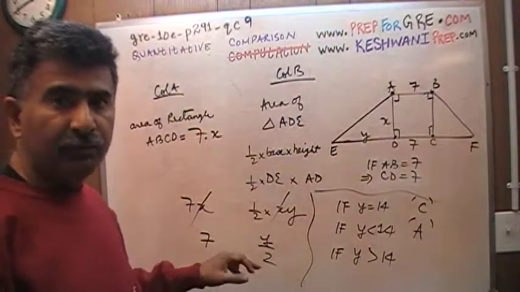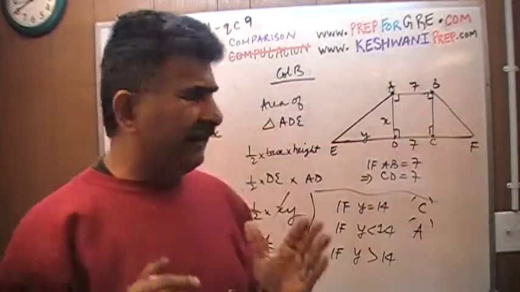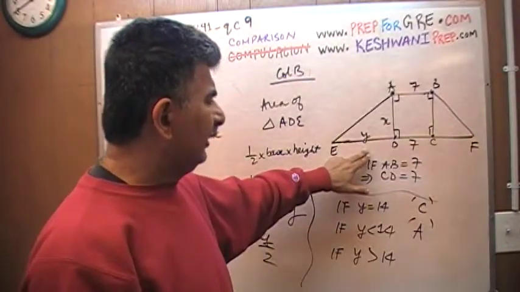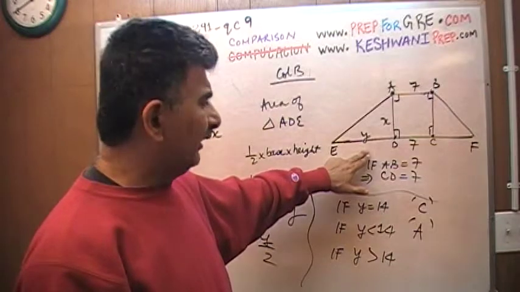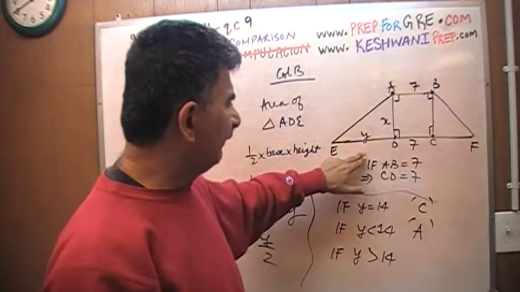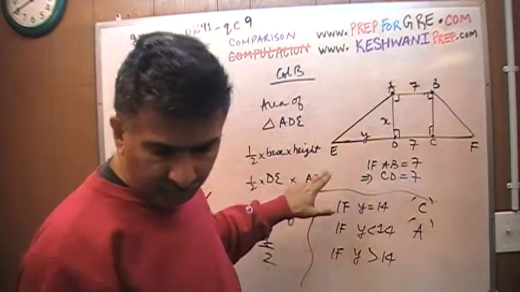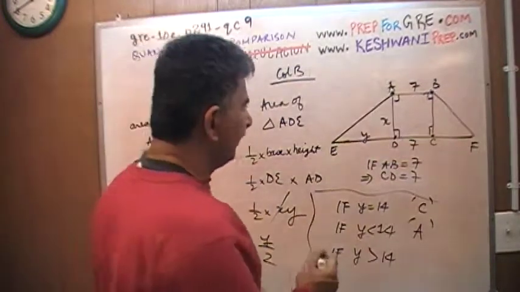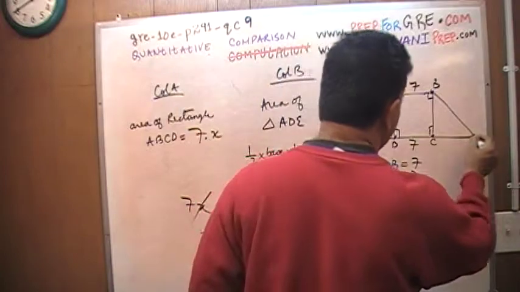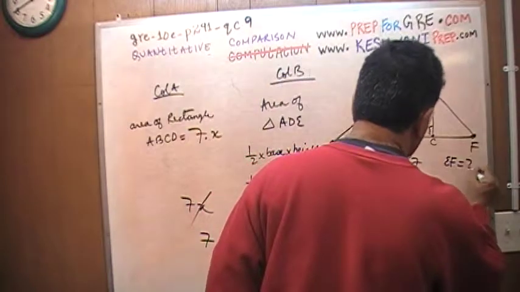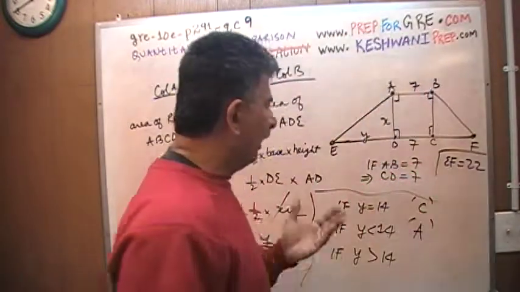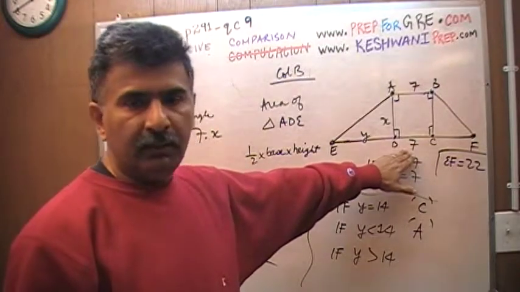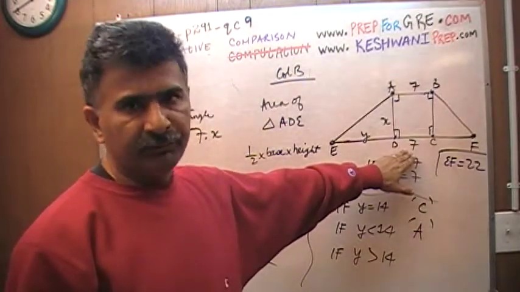The answer is yes. You should not think in a narrow-minded way, asking how it can be more than 14. If this is 7 and this were 15, 15 plus 7 is already 22, and we are told that the entire length from E to F is 22. So how can it be more than 14? You're right that if it were 15, 15 plus 7 would be 22. But nobody told you that they have to be integers.